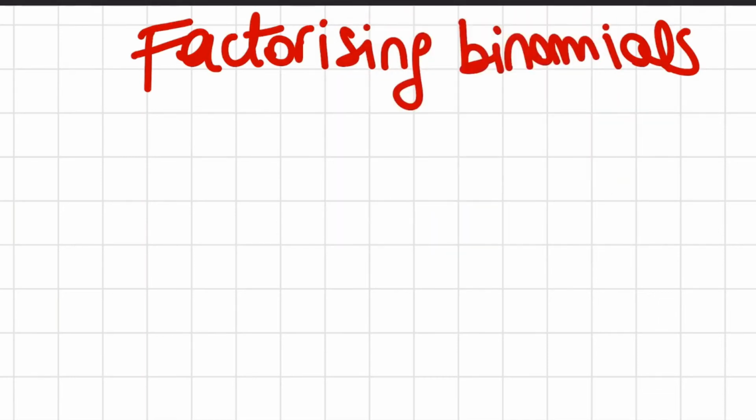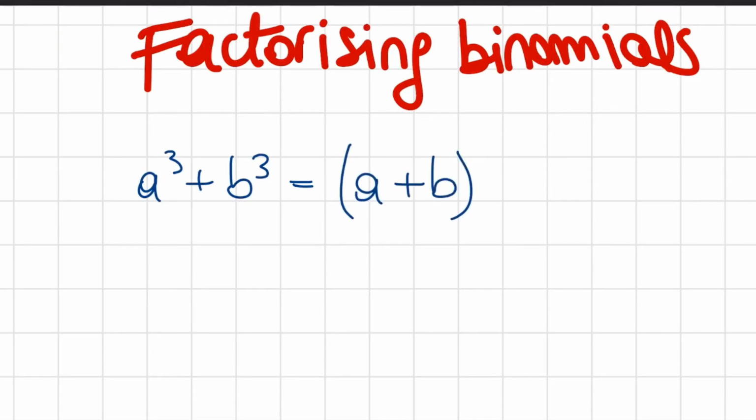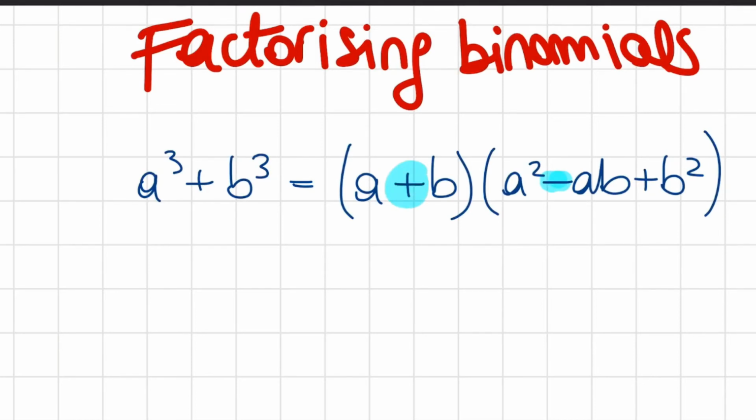Suppose we have a cubed plus b cubed. You would get a plus b, so it's the cubic root of a plus the cubic root of b, times the false square in this case as well. Because we have a plus here, it would be a squared minus ab plus b squared. So what changes is just the sign, because we have a plus, but it's still the false square and still the cubic root of a plus the cubic root of b. So this is the sum of two cubes.